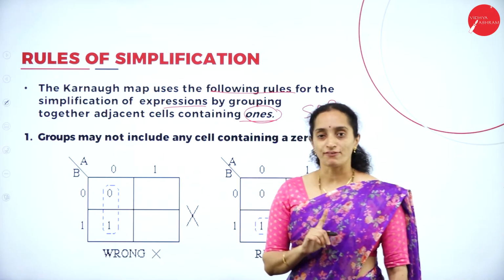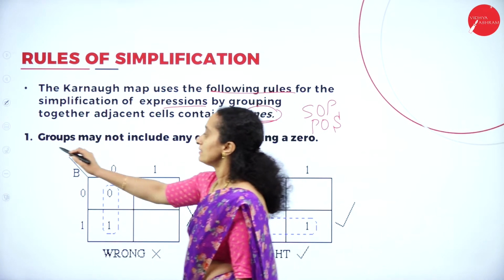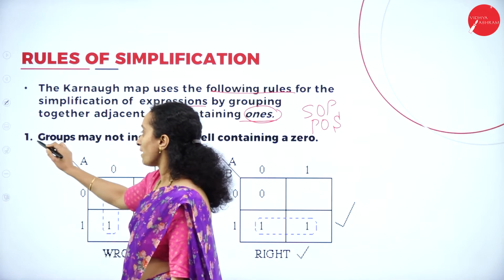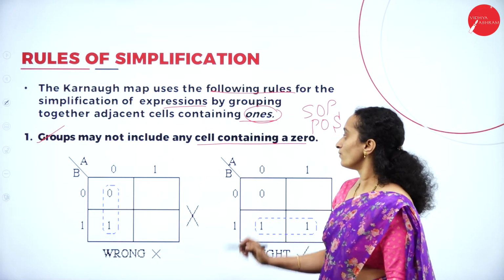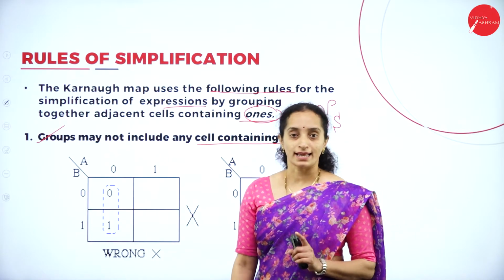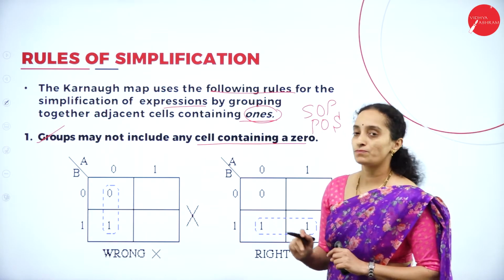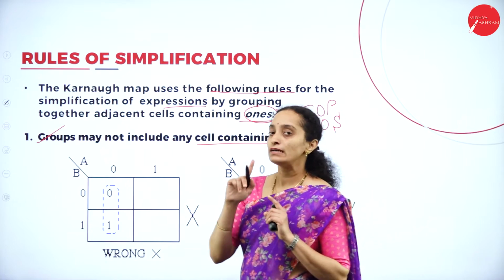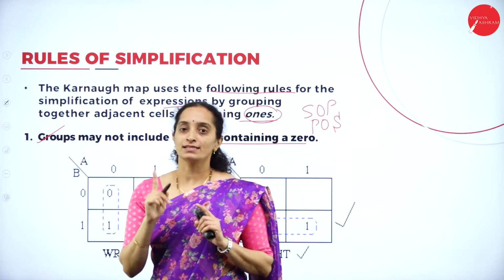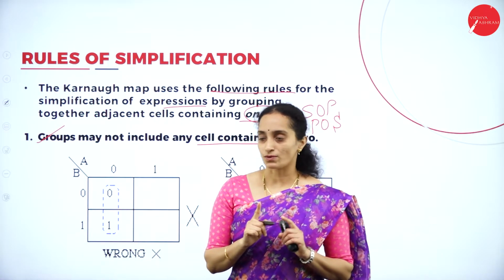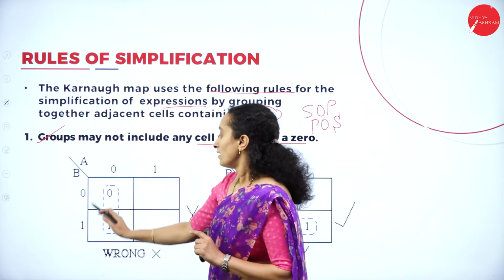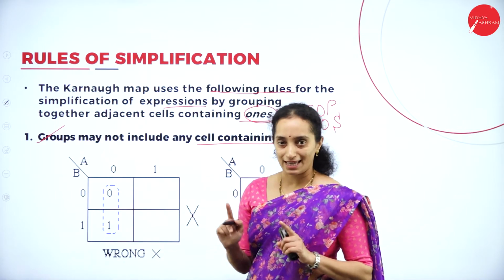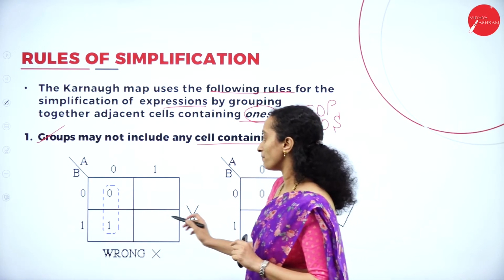What is the first rule in simplification using the Karnaugh map? Groups may not include any cell containing a 0. So you have to group the cells which contain only ones. Here you have a representation of the map. This is a K map or Karnaugh map.